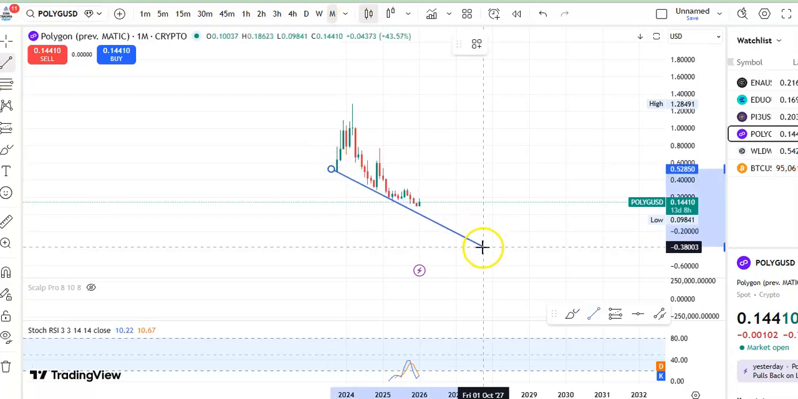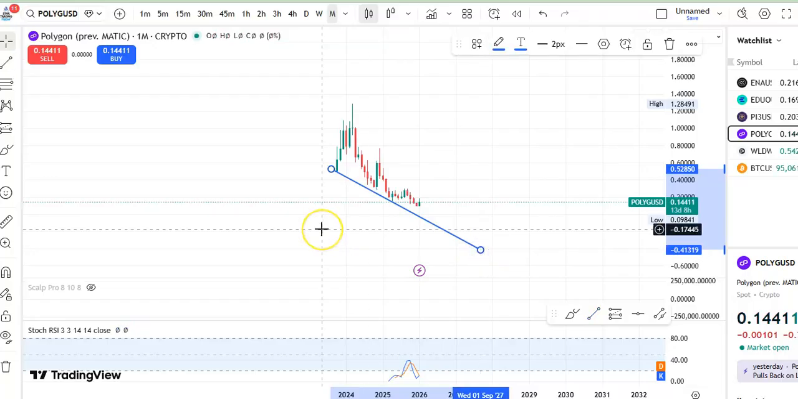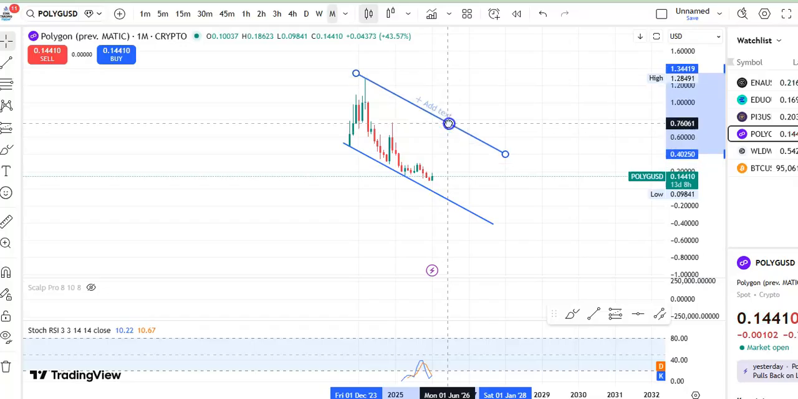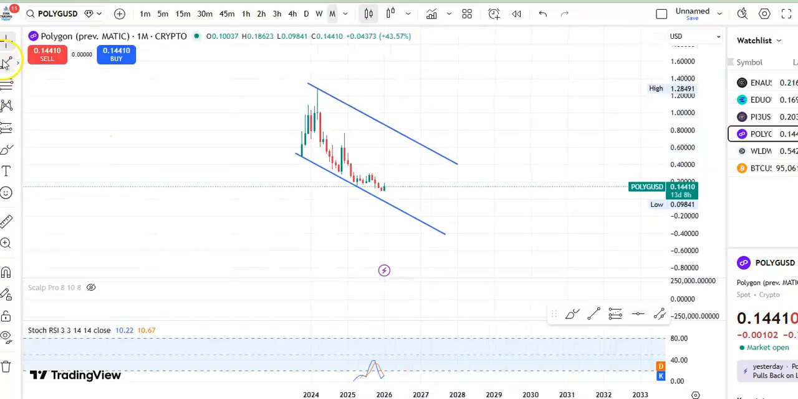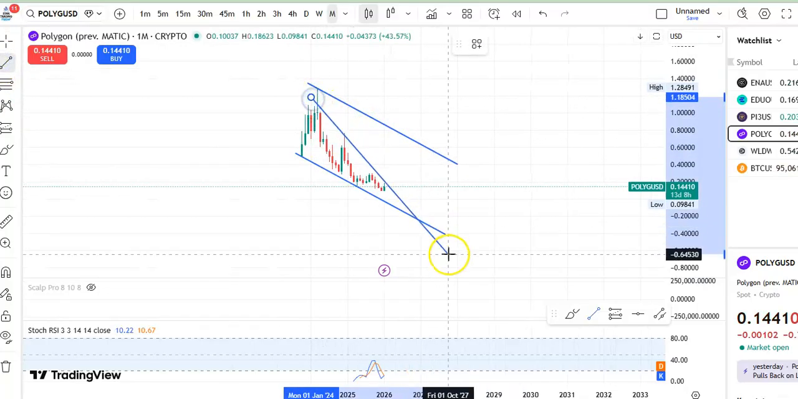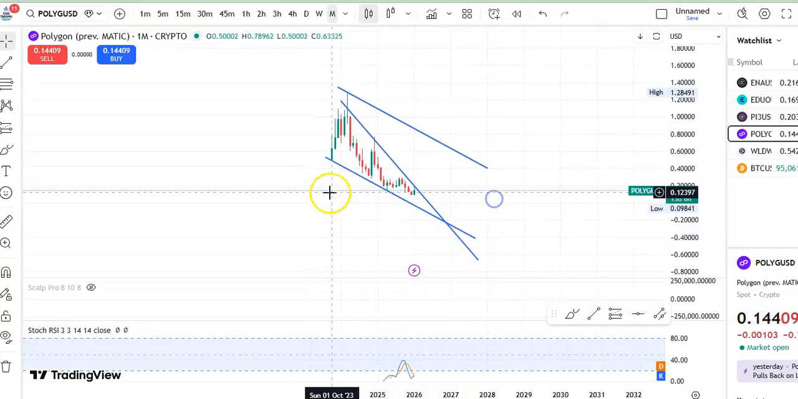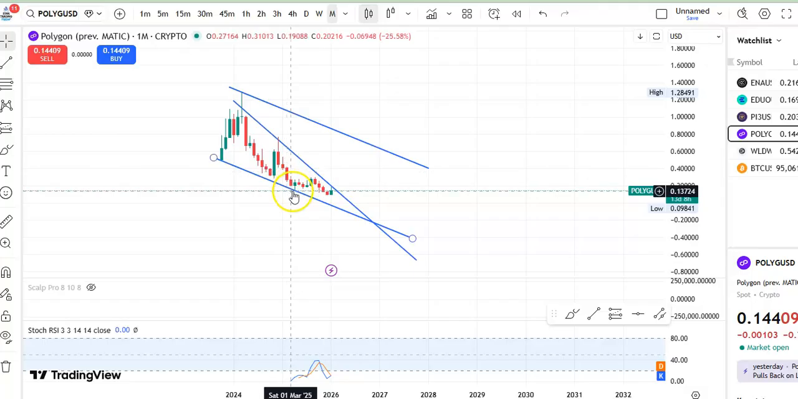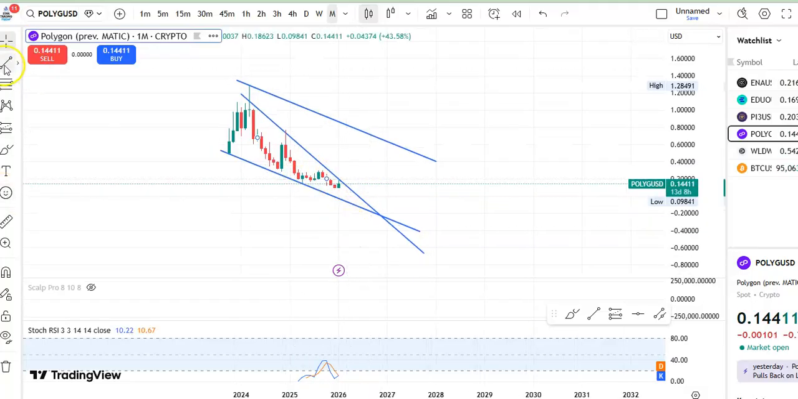You can see this is the support trend line, and this is the resistance trend line. Within this channel pattern only the candles are moving. First it went to the resistance level, then a fall happened, again it went up, fall, and again you can see the candles have gone up. Now the fall is taking place.